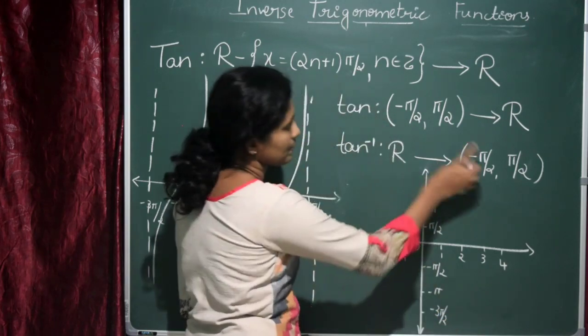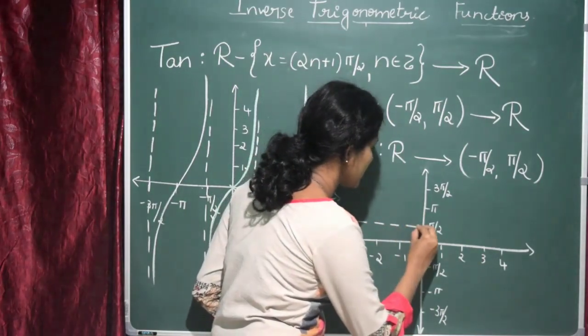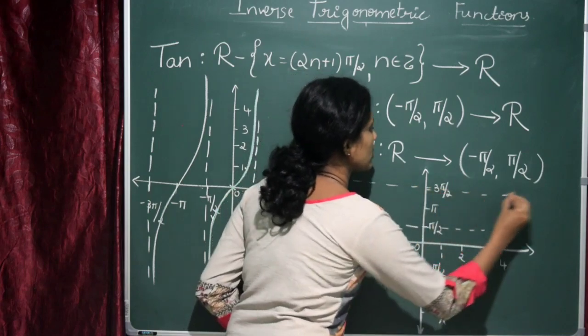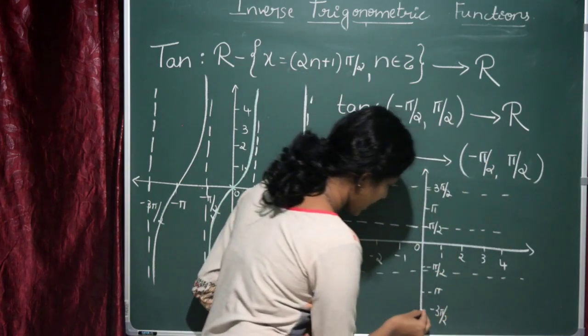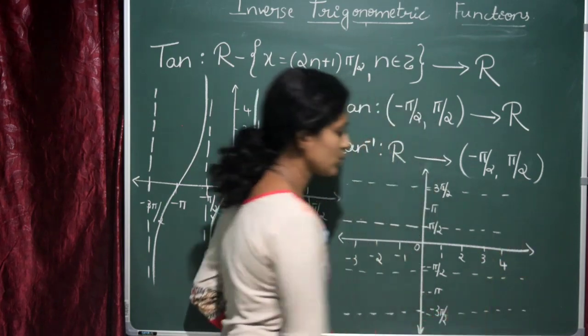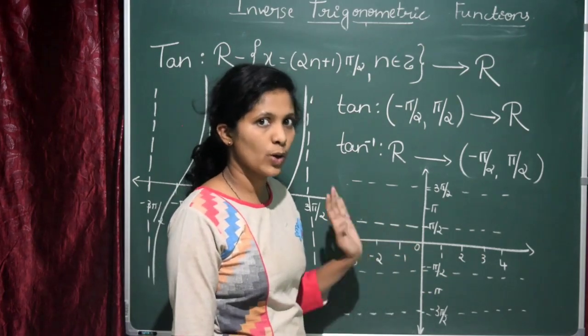And you know that at multiples of pi by 2 the function is not defined. So at pi by 2 this is not defined. At 3 pi by 2 it is also not defined, right? At minus pi by 2 it is also not defined, and minus 3 pi by 2 is also not defined, right? Don't worry about these graphs. Actually these are not that important, but you should know about this.